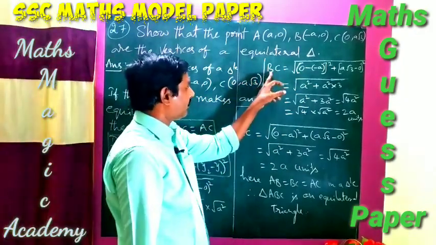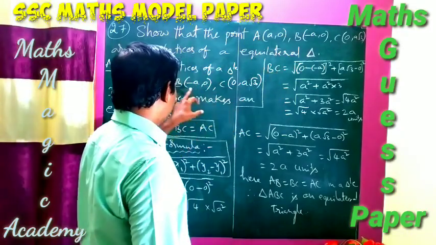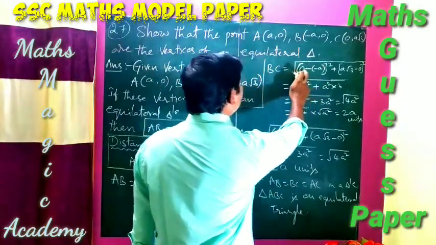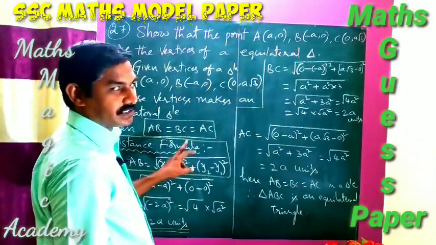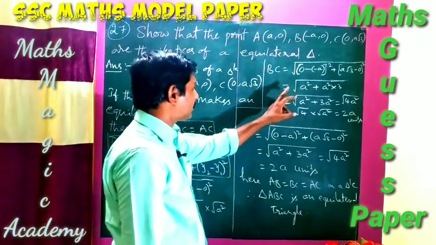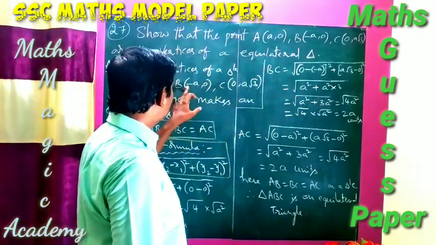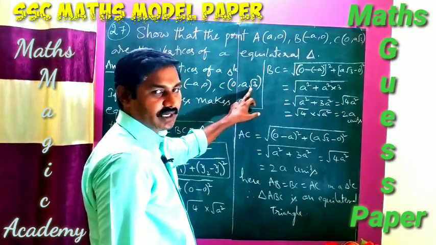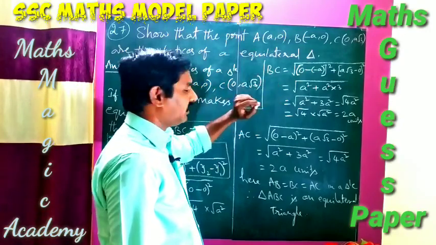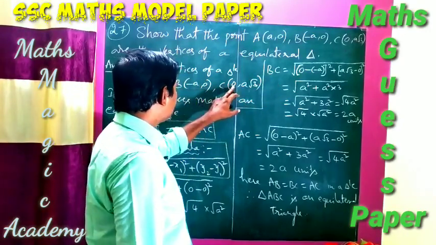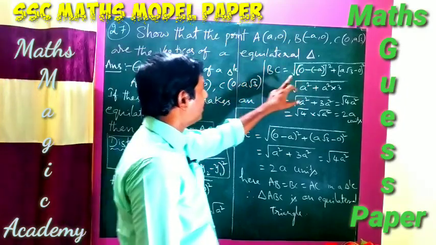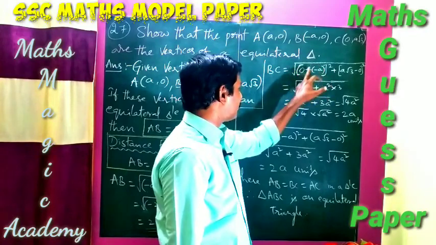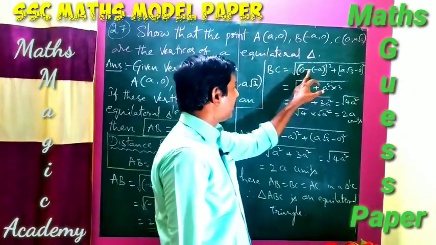And here we will go for BC. BC is one more side. Here B is there, here C is there. Based on that, we can write square root of, here also we can apply the same formula, x2 minus x1 whole square plus y2 minus y1 whole square. So what is x2 minus x1 in this case? Here x1, y1, x2, y2, like that you have to assume. For every two vertices you have to apply the formula. So here x2 minus x1 is 0 minus of minus a. In this formula minus is there, x2 minus x1, and in x1 what is there? Minus a. So 0 minus of minus a.